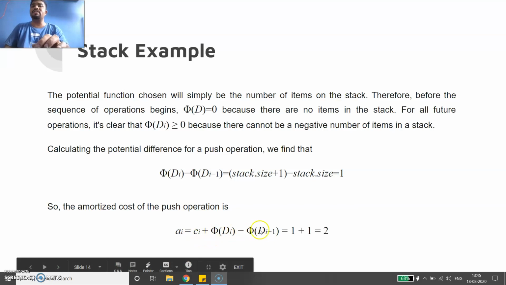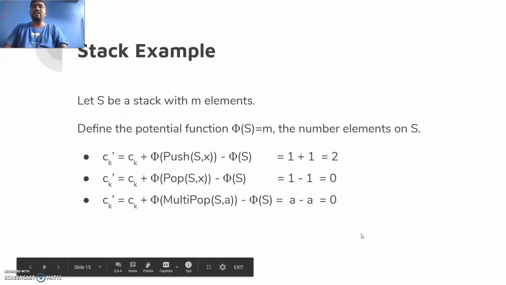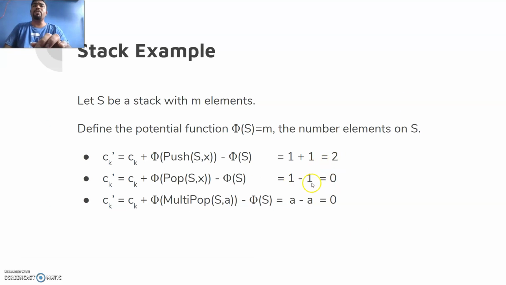Sorry, current cost plus the potential difference, which is minus 1. So it will be 1 minus 1, which is equivalent to 0. So there will be no cost charged in the case of pop operation, right? We can see that for the push operation we charge 1 extra, so it comes out to be 2. For the pop operation we don't have to charge anything, right?